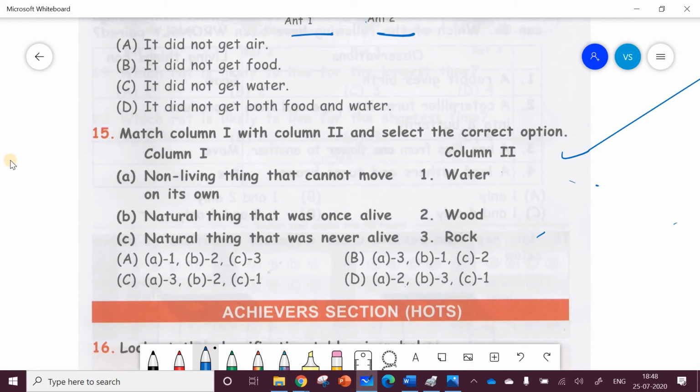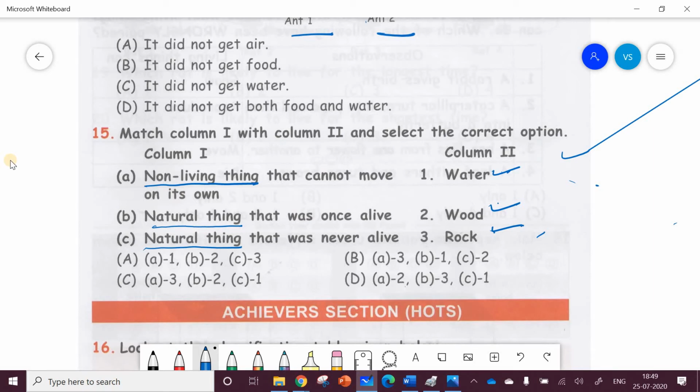The three things that are given to you are water, wood and rock. Now, here they are talking about what? Non-living things that cannot move on their own. And then here they are talking about natural thing, and here also natural thing. Natural thing that was once alive, and natural thing that was never alive.